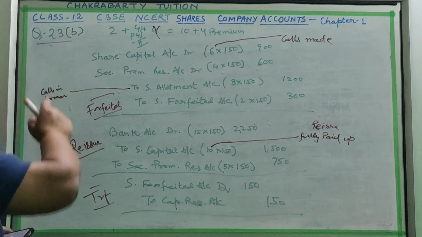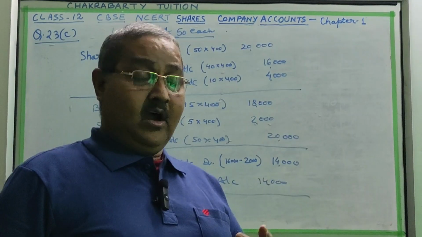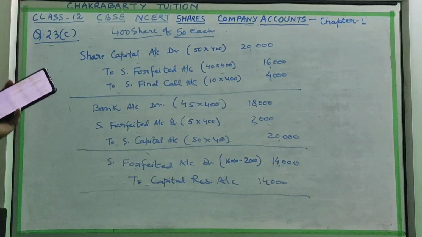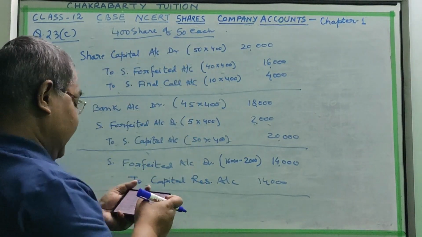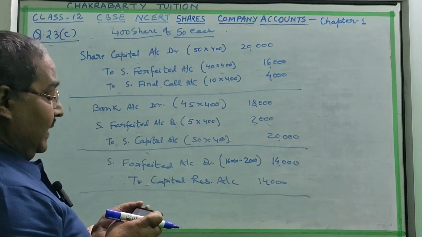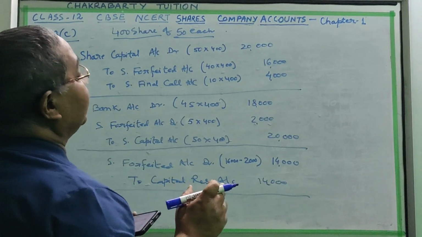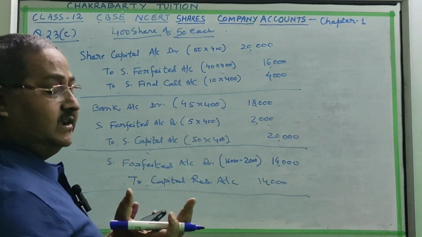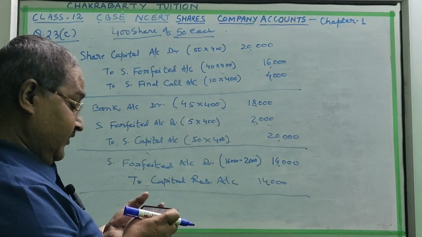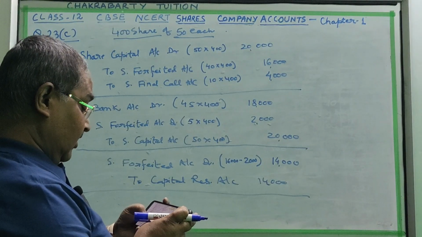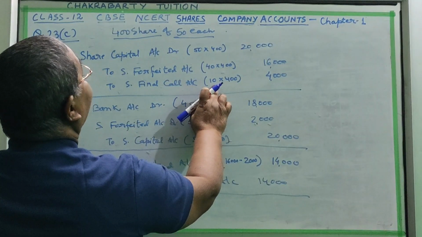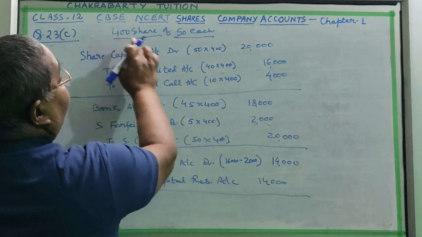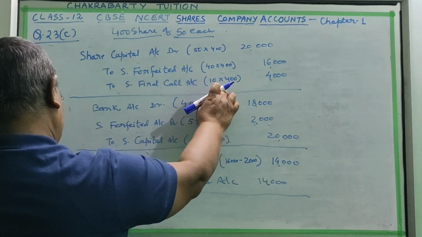Now we will do question 23C. 400 shares of rupees 50 were issued at par. At par means neither it is on premium nor on discount. They were forfeited for non-payment of the final call of 10. It means the final call was of rupees 10, and the final call of 10 was not paid on 400 shares.